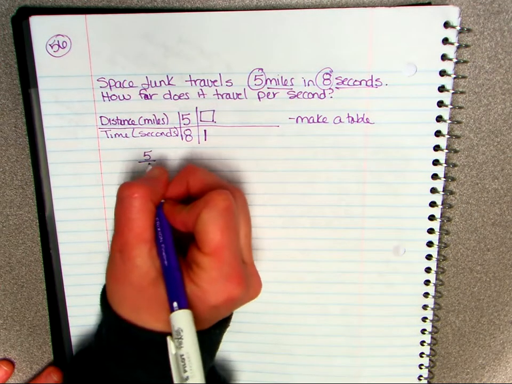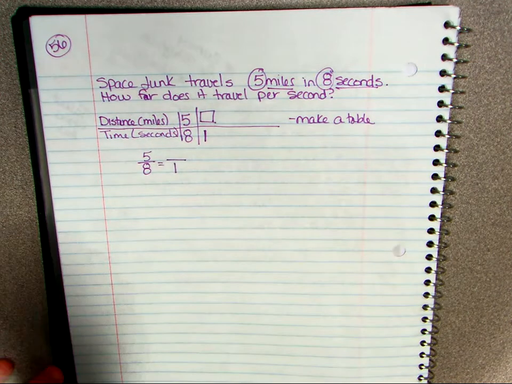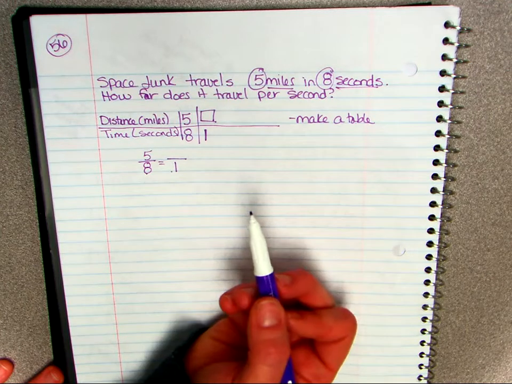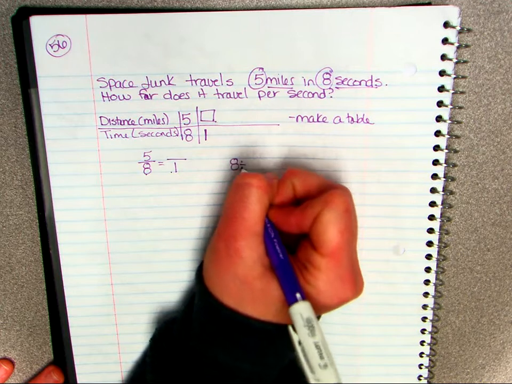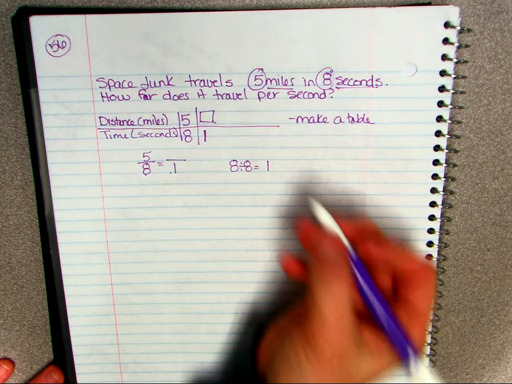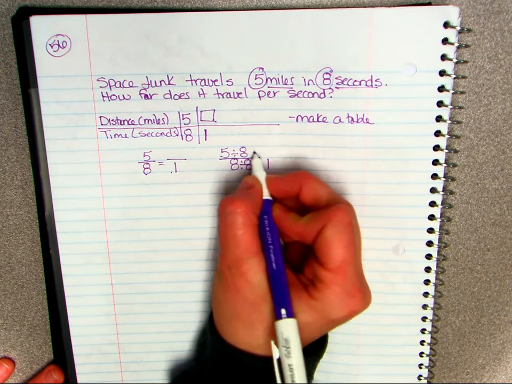So we're going to look at relationships. I've got 5/8 is equivalent to something over 1. What do I have to do to 8 to get to 1? Right, I divide by 8. So if you had 8 divided by 8, you would get 1. So whatever you do to the bottom, you got to make sure to do the top. So now I've got 5 divided by 8 equals.